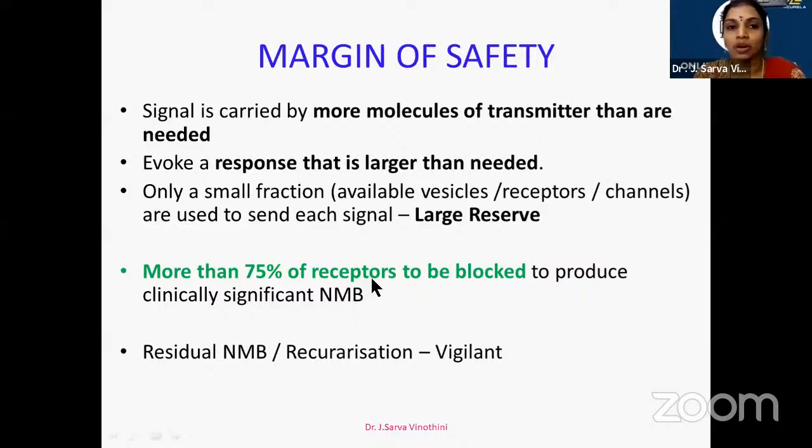Why is this important to us? Because more than 75% of the receptors have to be blocked for us to clinically see if there is any significant neuromuscular blockade. So residual neuromuscular blockade or recurarization can very easily occur, and it can very easily be masked, and it can very easily be missed. So we need to be very vigilant.